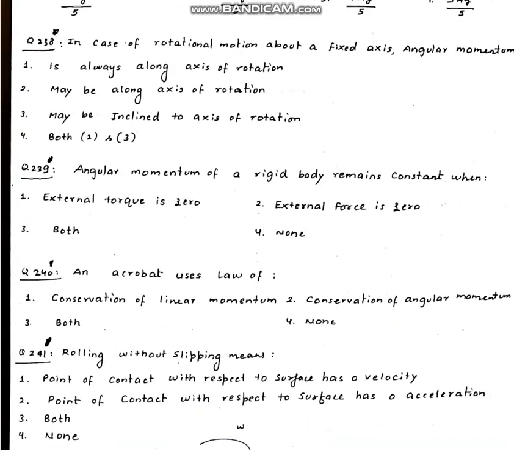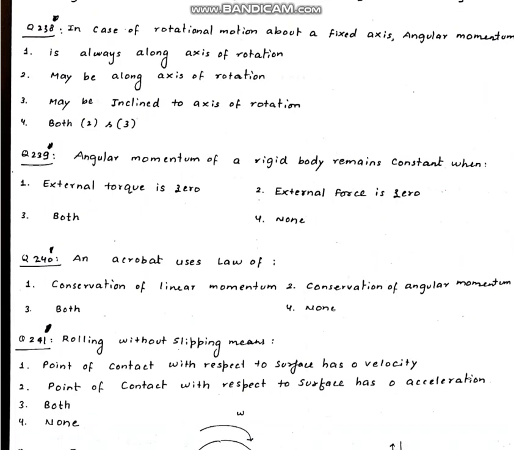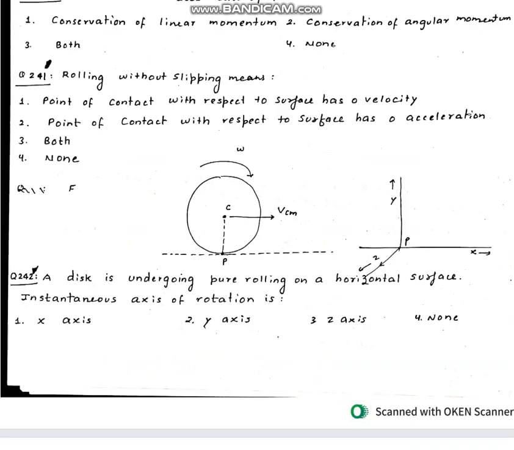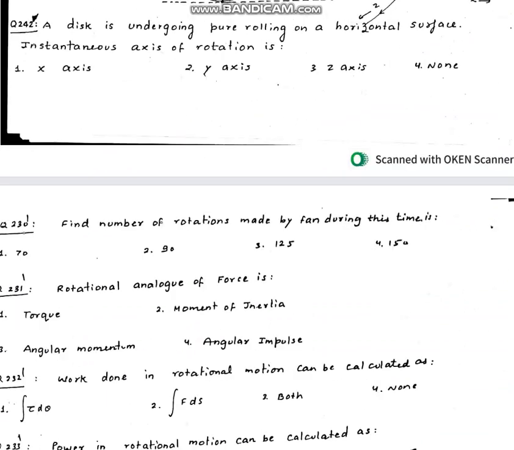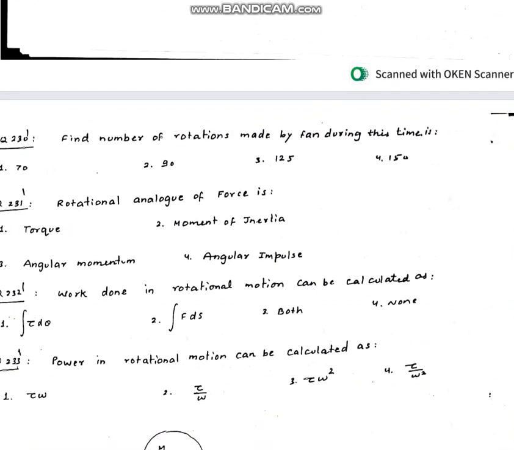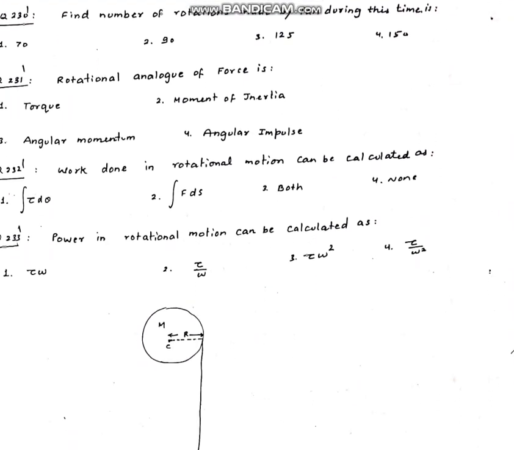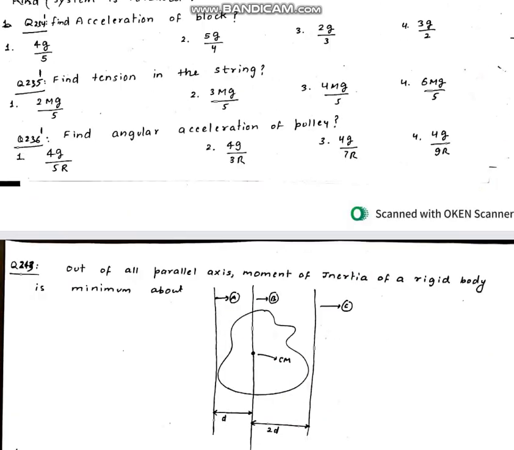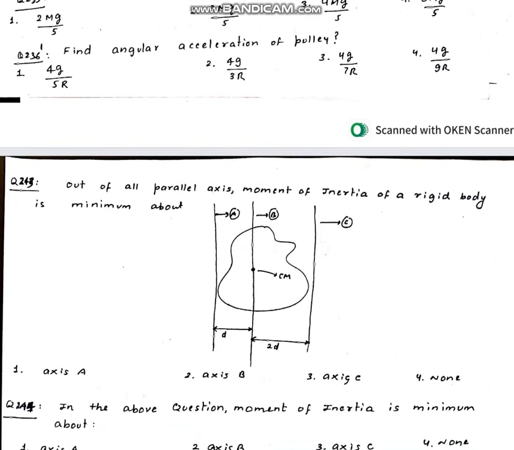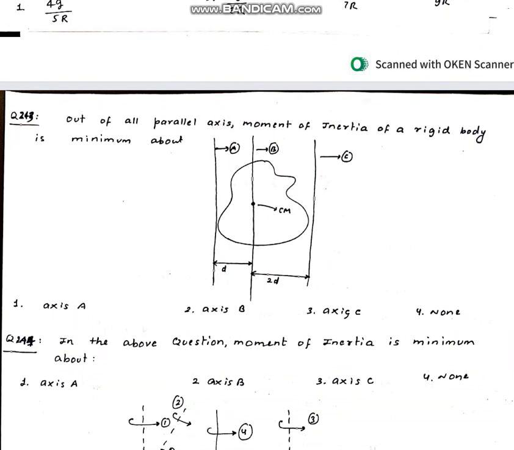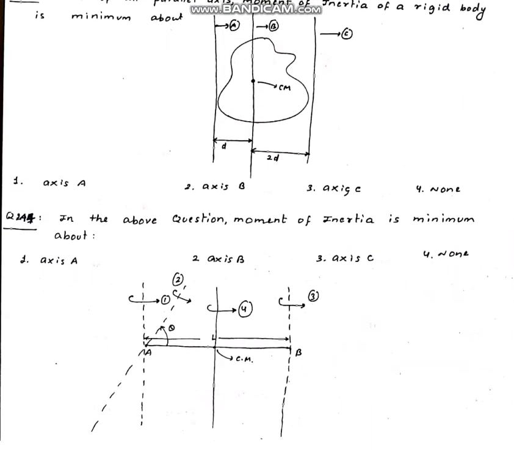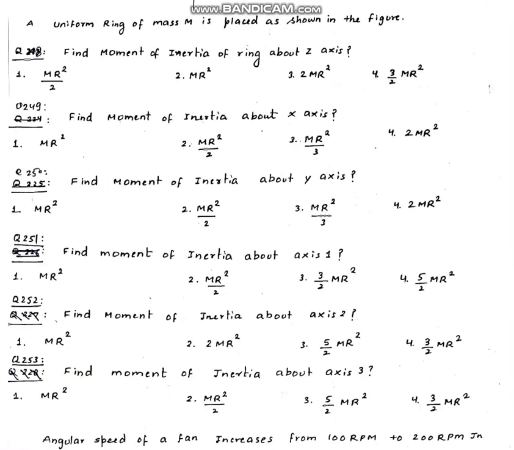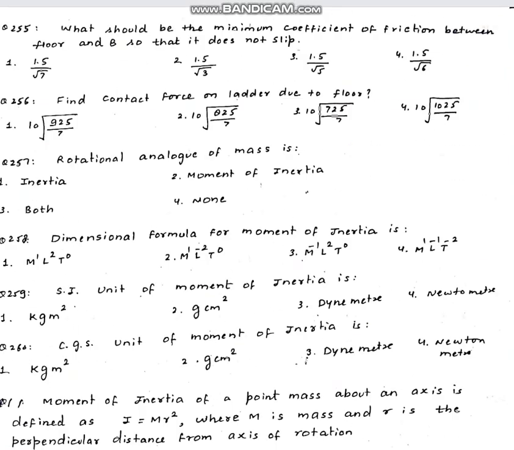rotational motion, angular momentum, constant conditions, then acrobat, then rolling without slipping, then instantaneous axis of rotation, then work done in rotational motion, then power in rotational motion, then tension in the string, angular acceleration, parallel and perpendicular axis theorems. Then we have moment of inertia about different axes.